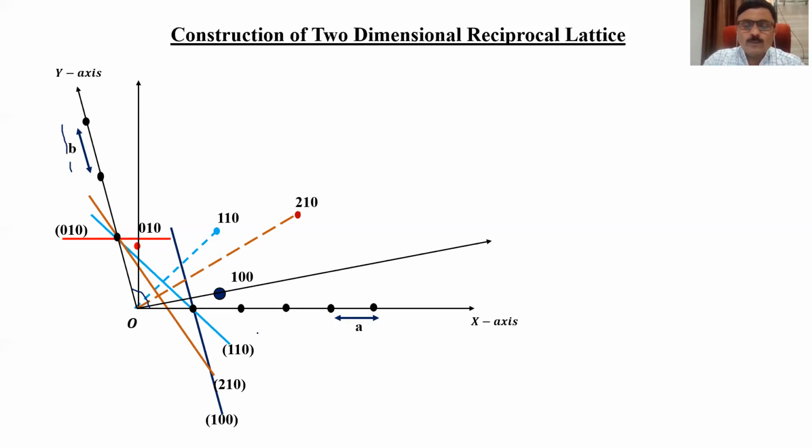Now I will consider one more plane, and that is the 1, 2, 0 plane, which means the plane making intercept 1a along the x-axis, b by 2 along the b axis, and parallel to the c axis. So that plane can be shown like this. The plane making intercepts 1a, b by 2, and infinite intercept, meaning parallel to the c axis, will be the 1, 2, 0 plane. Again, I have to draw the normal to this plane, and I have to take the length of the normal equal to the reciprocal of the interplanar spacing corresponding to the 1, 2, 0 plane. So that normal will be like this, and the corresponding reciprocal lattice point will be like this.